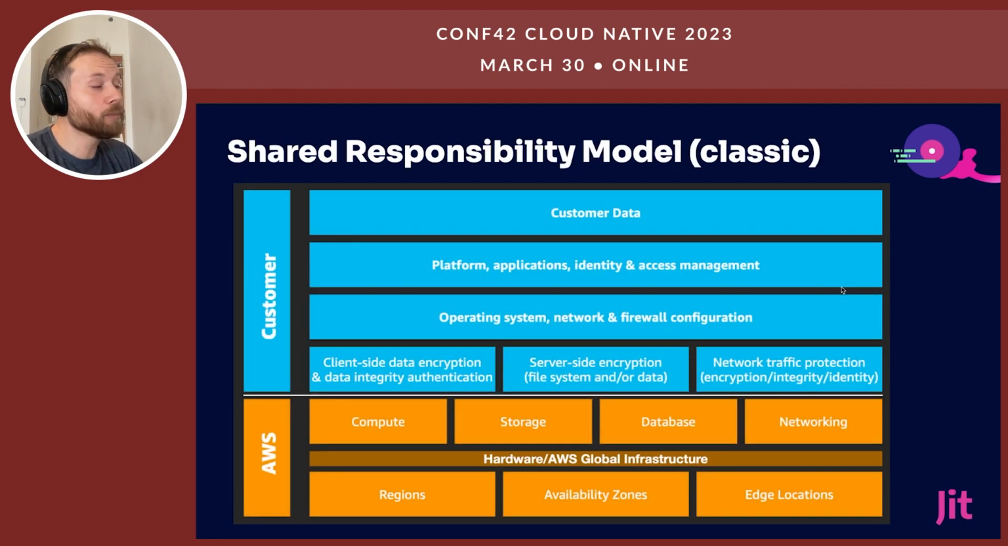So this is the shared responsibility model for a classic application. If you run on AWS, you can see that you need to take care of where the application is located, the global hardware, your compute, storage, database, and networking. Everything is taken care of by AWS. But from that point on, the customer, which is you, needs to take care of it yourself, right? You need to make sure the data is encrypted, both the traffic and at rest as well. You need to make sure that the operating system, the network, and the firewall are properly configured and updated.